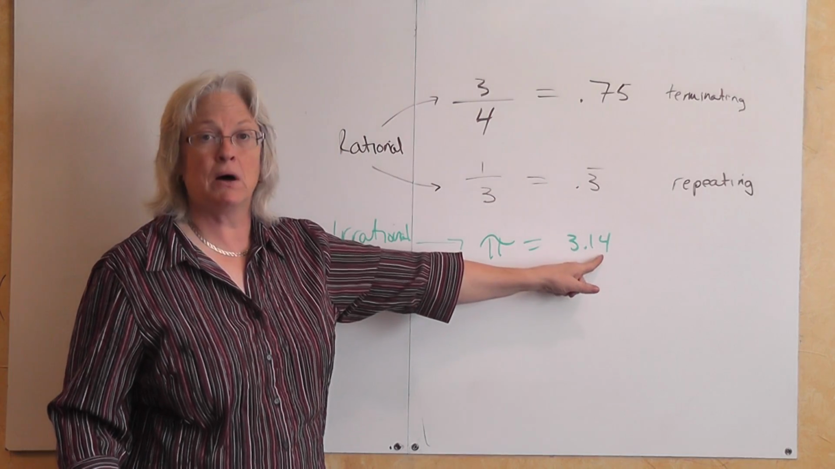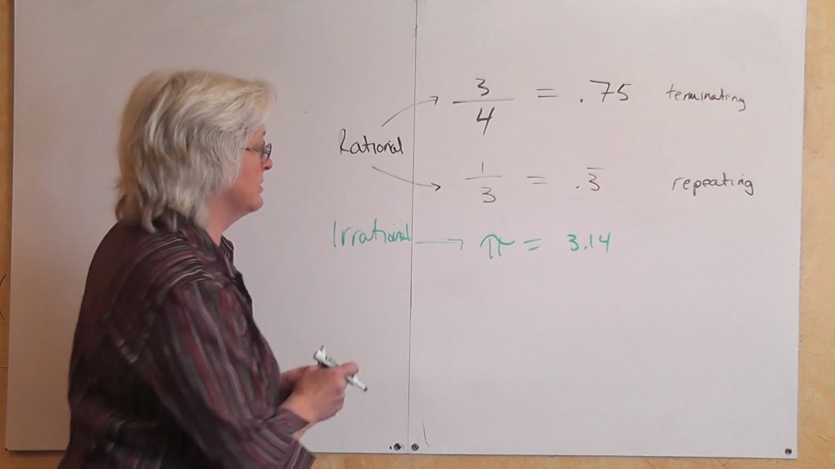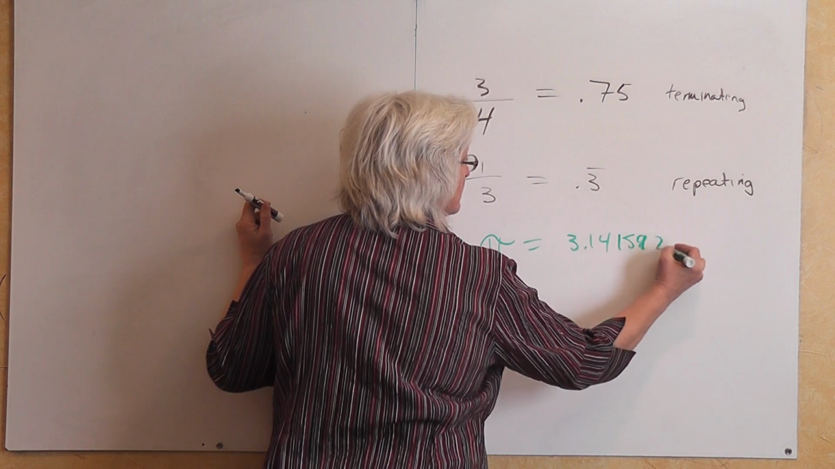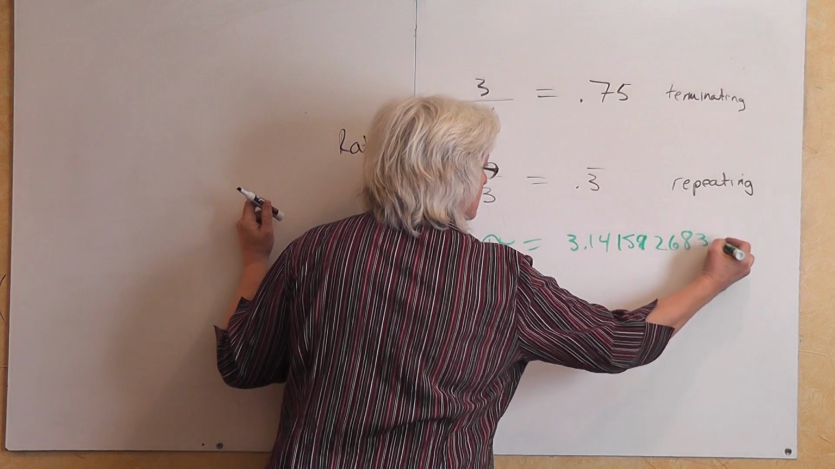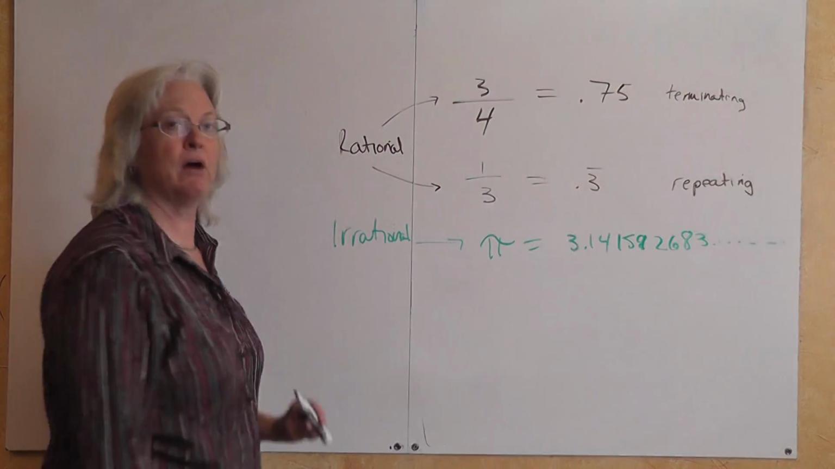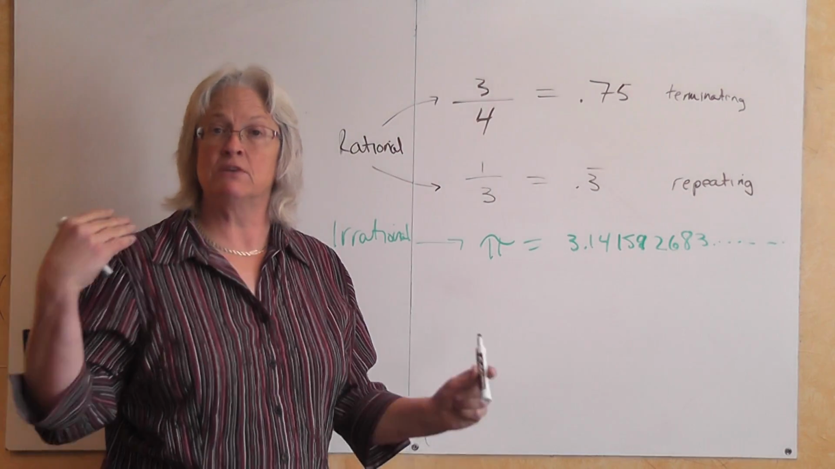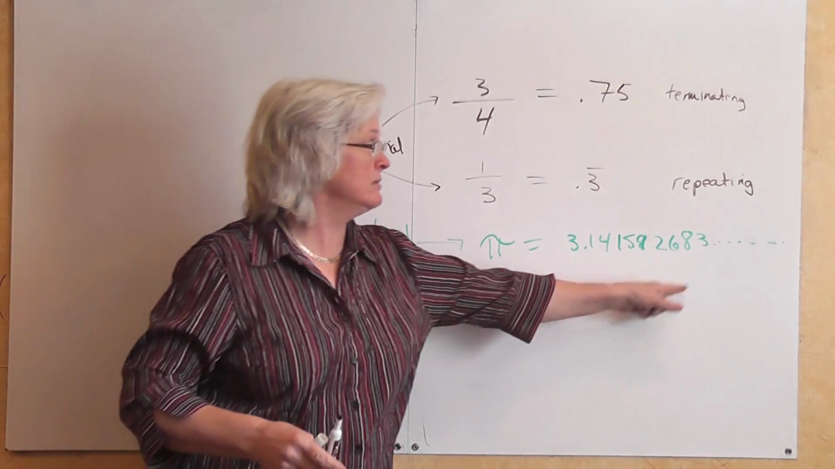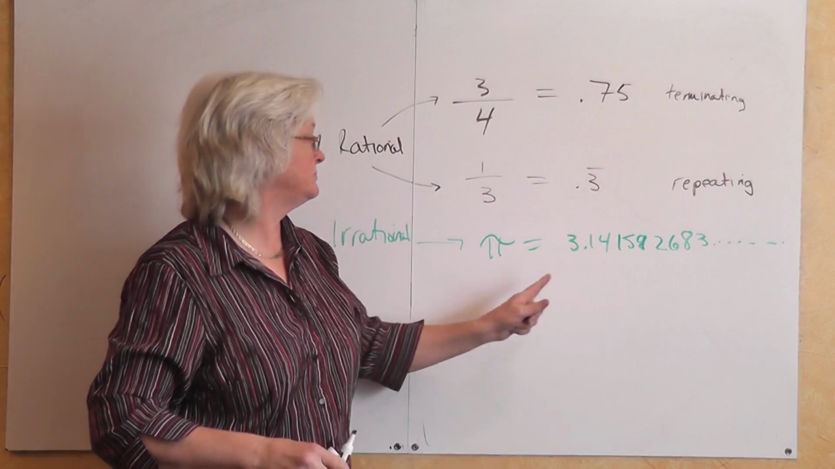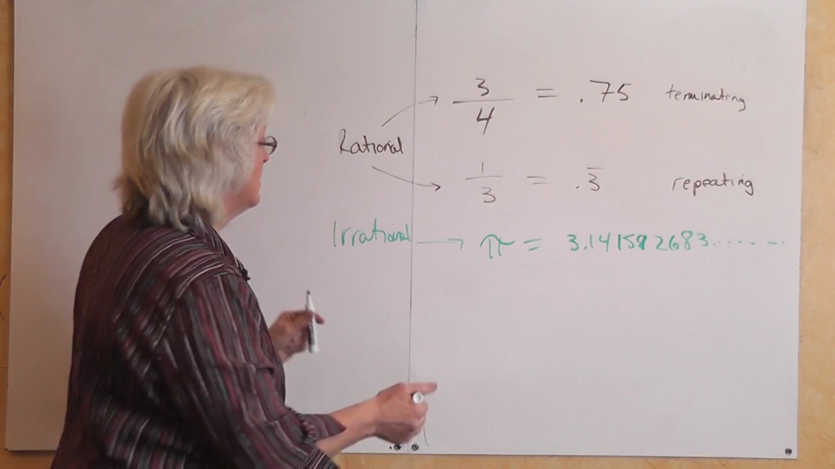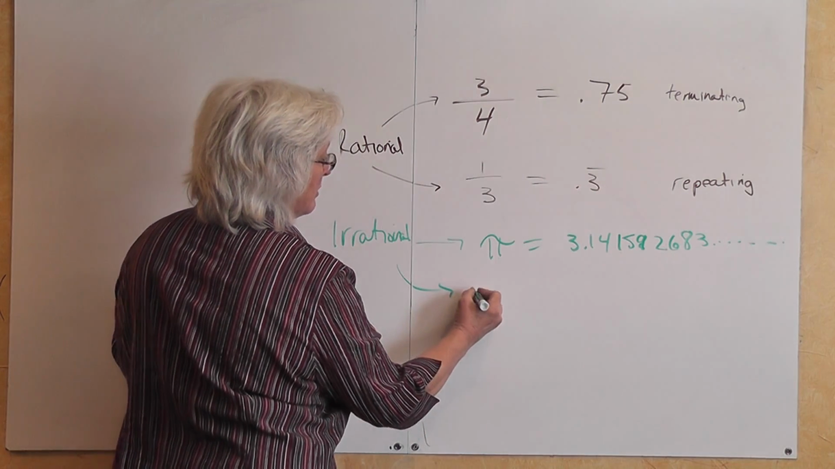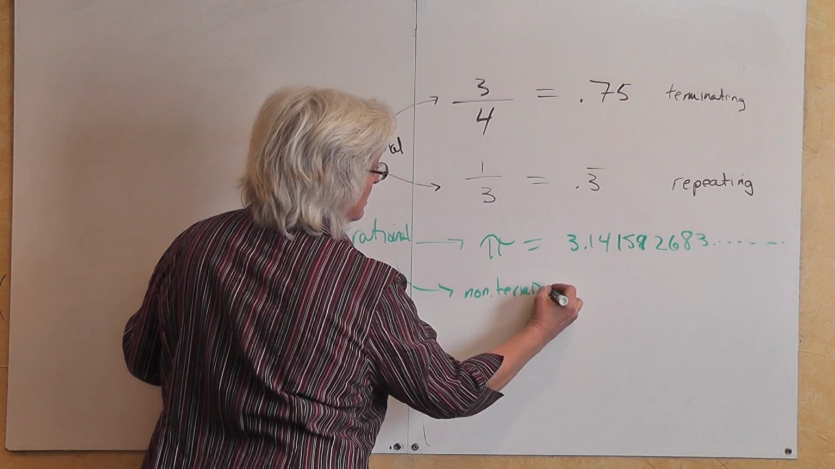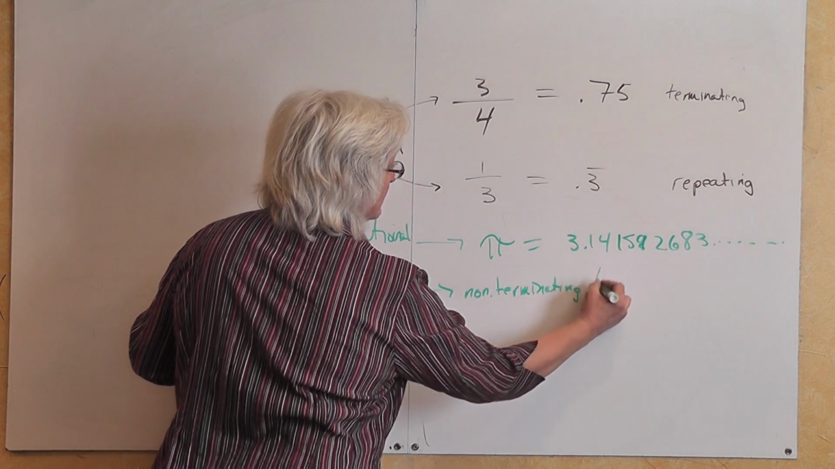When you calculate pi, that's just an approximation, because pi is 3.141592668... Whatever that series of numbers is, it just goes on forever, and there is no pattern to it. This never ends, it's non-terminating, and it doesn't repeat. So irrational numbers are non-terminating and non-repeating.